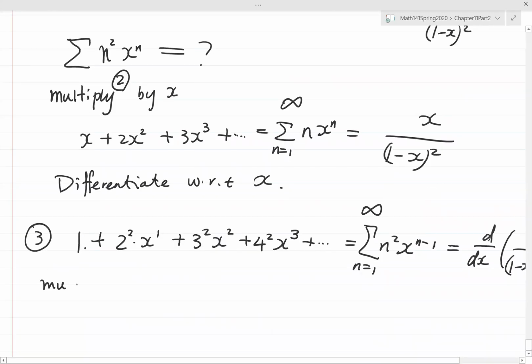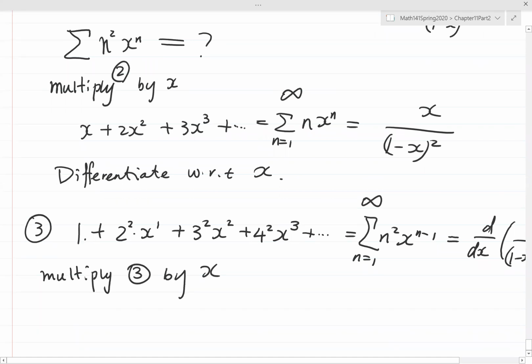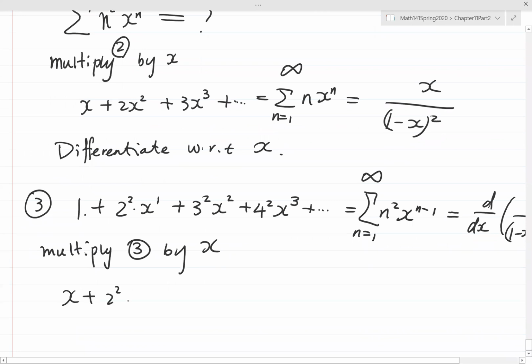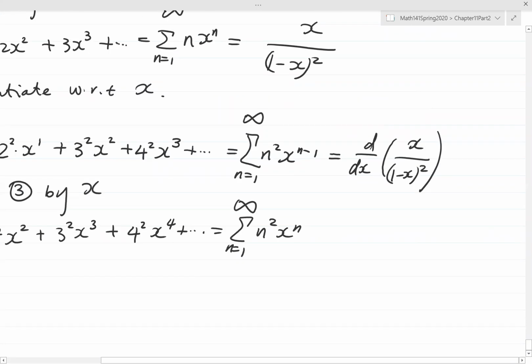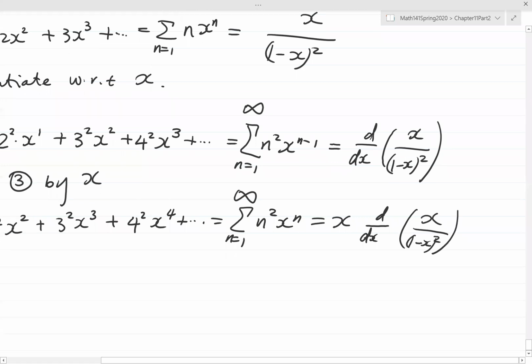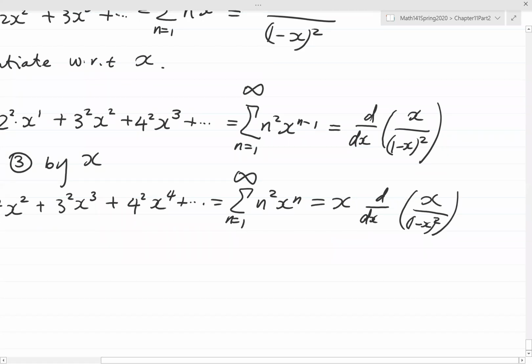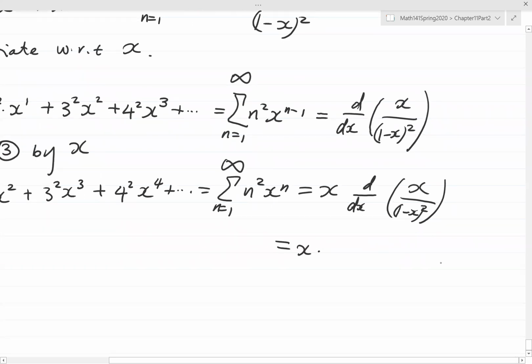Multiply equation 3 by x. Then you get x plus 2 squared x squared plus 3 squared x cubed plus 4 squared x to the power 4, etc. So it's the sum of n squared x to the power n from 1 to infinity. This should equal x times d/dx of x over (1 minus x) squared. Now the right side, if you work it out, it's a little complicated, but it's still doable.